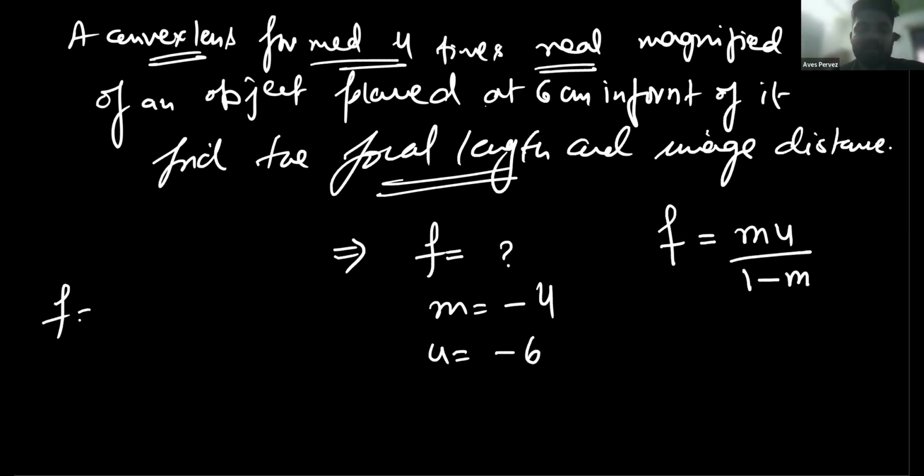What you have to calculate is f. What is the value of m that you will write here? -4. This will be -4, and the value of u will be -6. -6 upon.